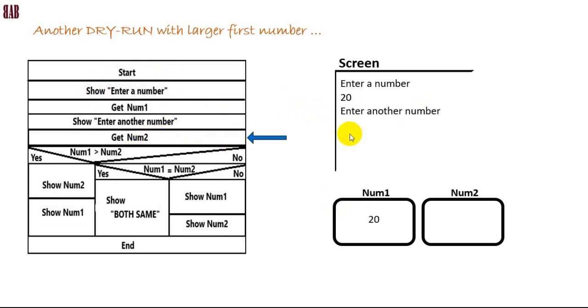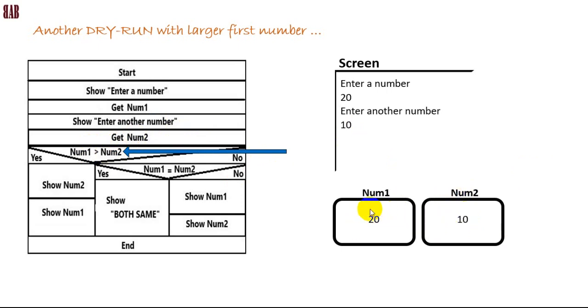So user will, let's say, type a smaller number, which is 10, and enter. That will go into num2. Now this time num1 has taken a larger number and num2 has taken a smaller number. Okay. Now after accepting the num2, you go to the condition. In the condition, we are checking whether num1 is greater than num2. Yes, num1 is 20, num2 is 10.